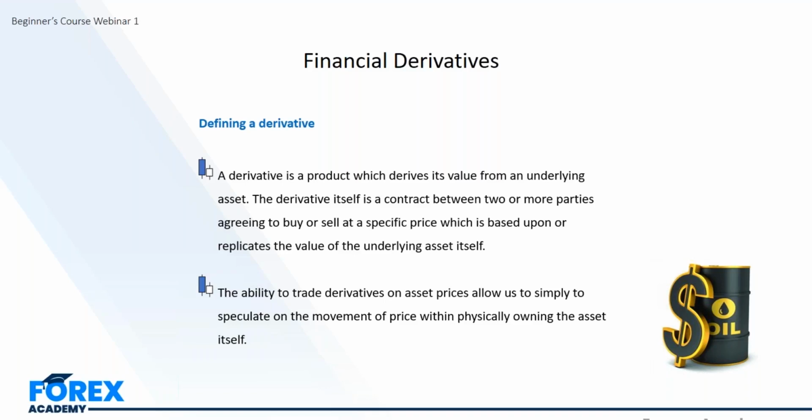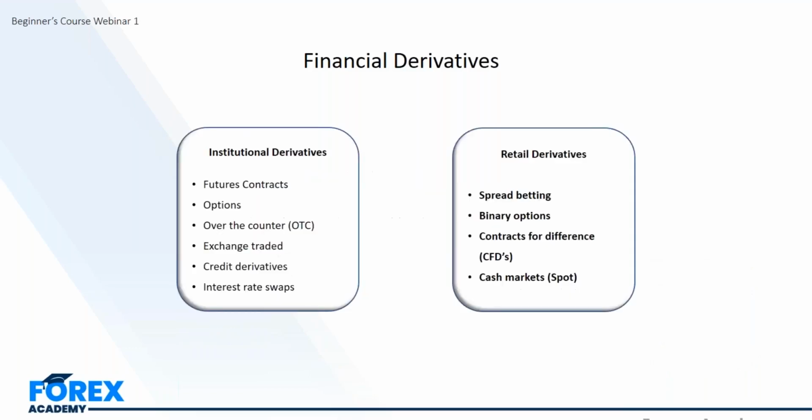So let's look at some of these financial derivatives. I have divided them to better define our role as retail traders. First, let's have a look at institutional derivatives. We have futures contracts. They're quite complex. They roll from 3 months to 3 months, depending on the asset you're trading, and they are a speculation on an underlying asset at a future time with a settlement date.